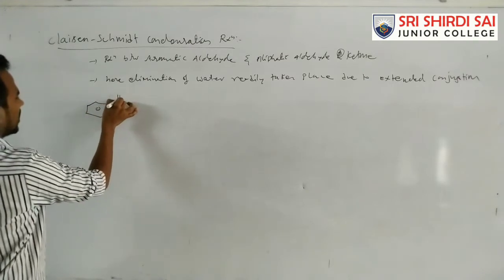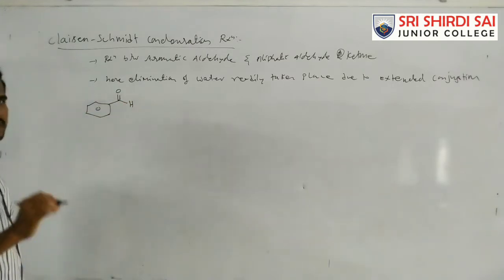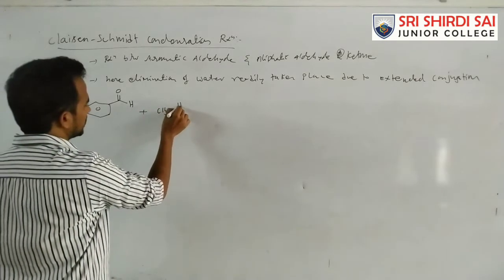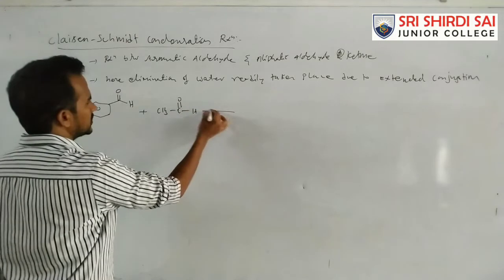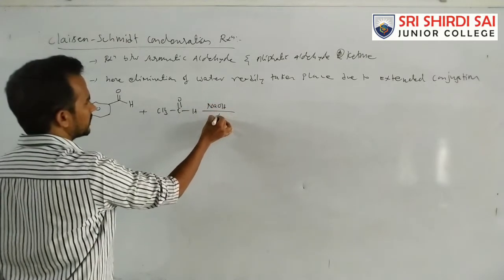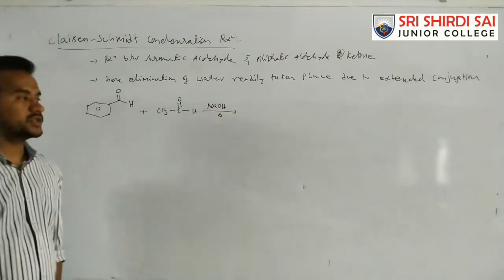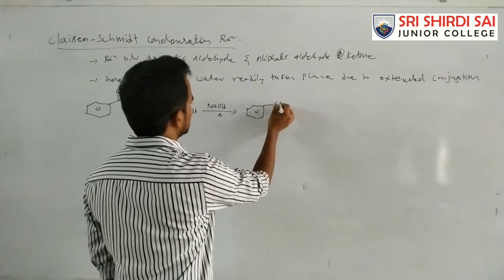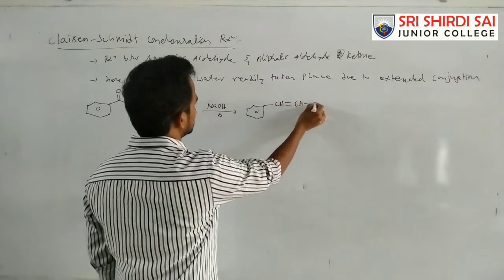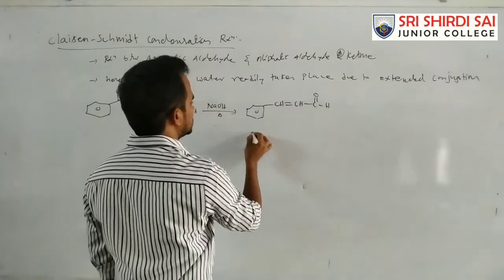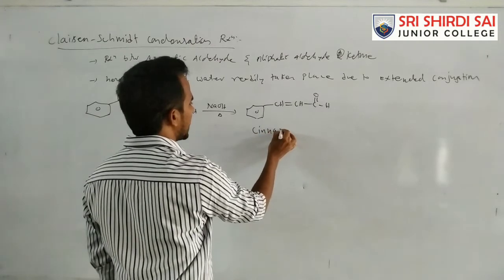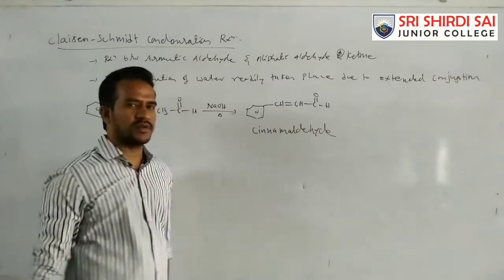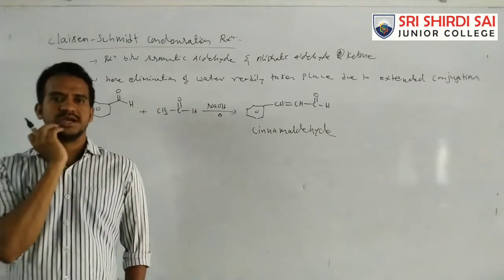Generally, in aldol condensation, carbonyl compounds with alpha hydrogen are involved. Now in this case, CH3 C double bond O H, treated with NaOH. So what is the product? Here benzene, CH double bond CH, C double bond OH. This is known as cinnamaldehyde. It is extracted from cinnamon.